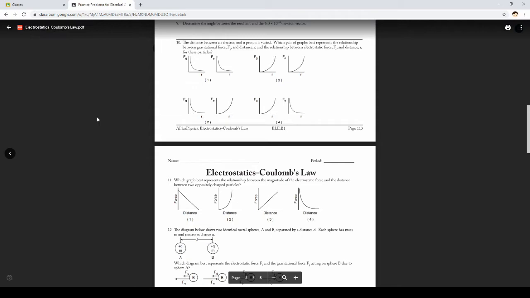Number 10. The distance between an electron and a proton is varied. Which of the graphs represent the relationship between the gravitational force Fg and distance r, and the relationship between electrostatic force Fe and distance r for these particles? This one, I don't believe we ever went into the gravitational force equation. So the important thing to know is just that the electrostatic force is going to have this inverse square relationship. So 1 and 4 both have the correct electrostatic force diagram. Turns out that the gravitational force varies the same way with respect to radius.